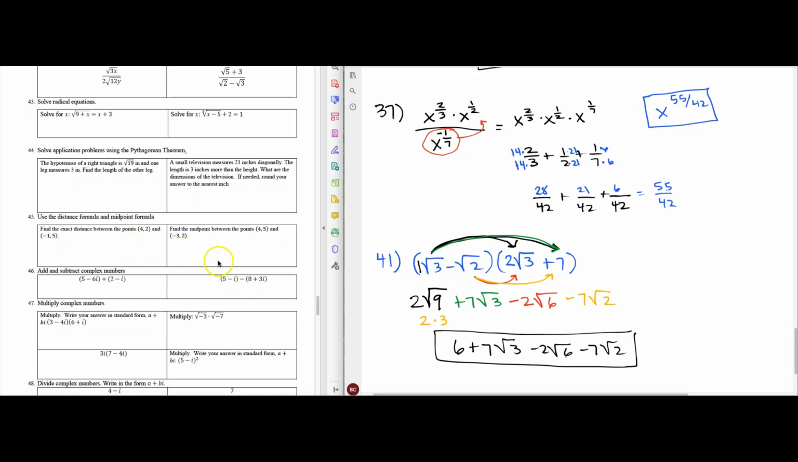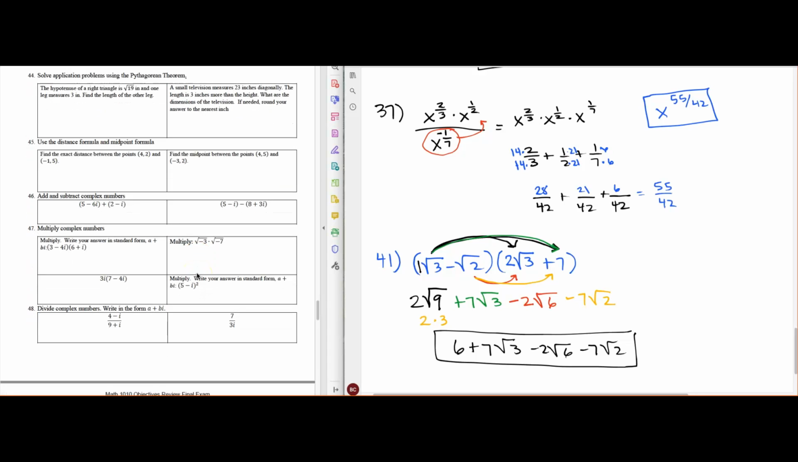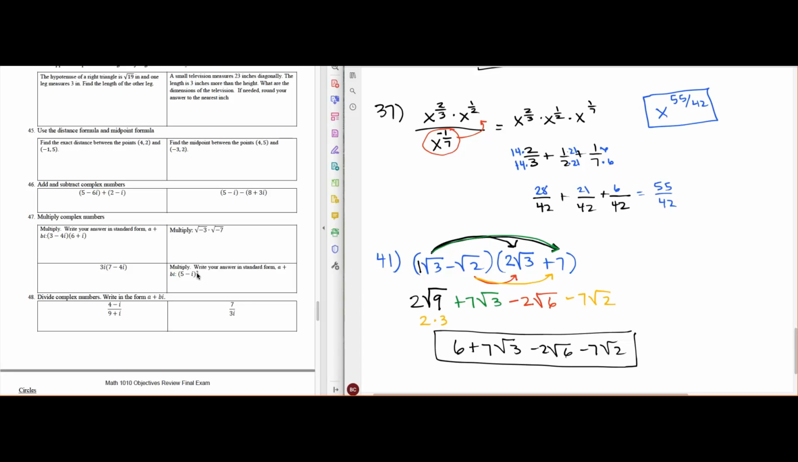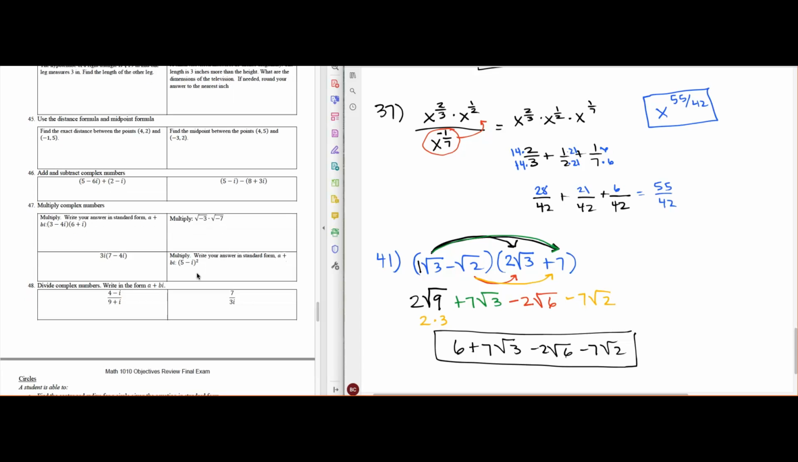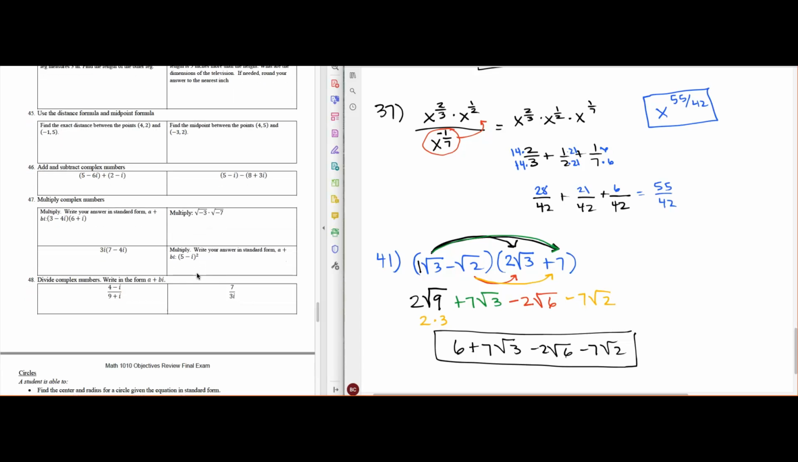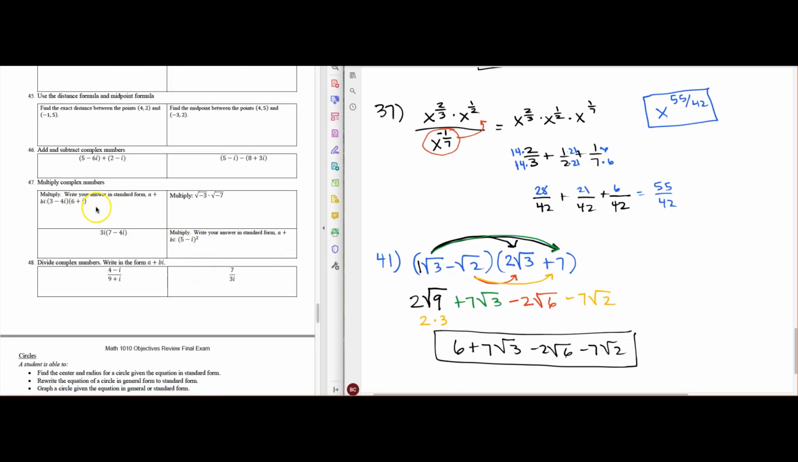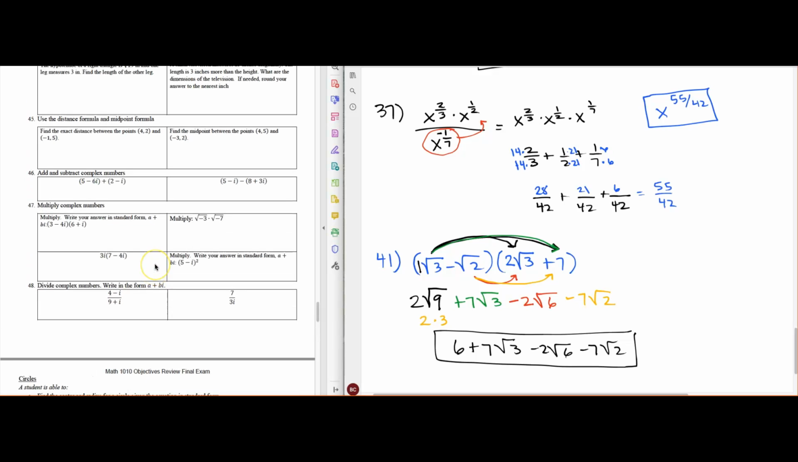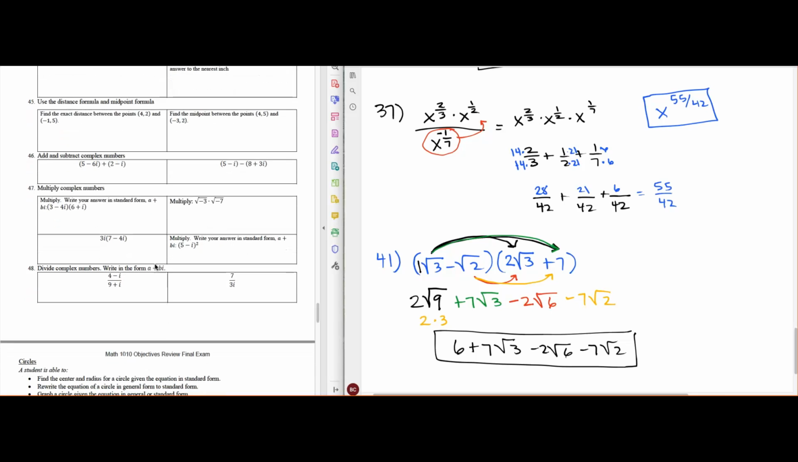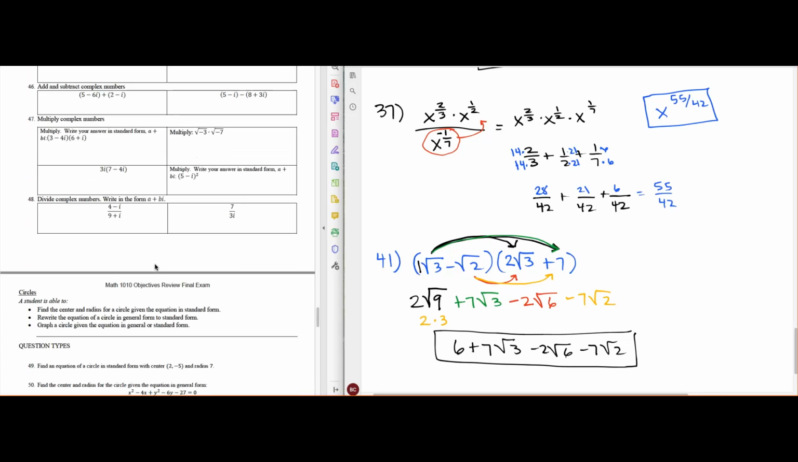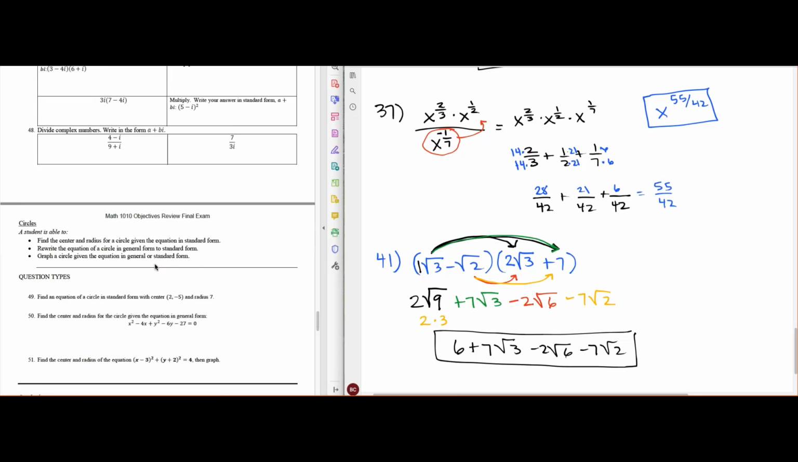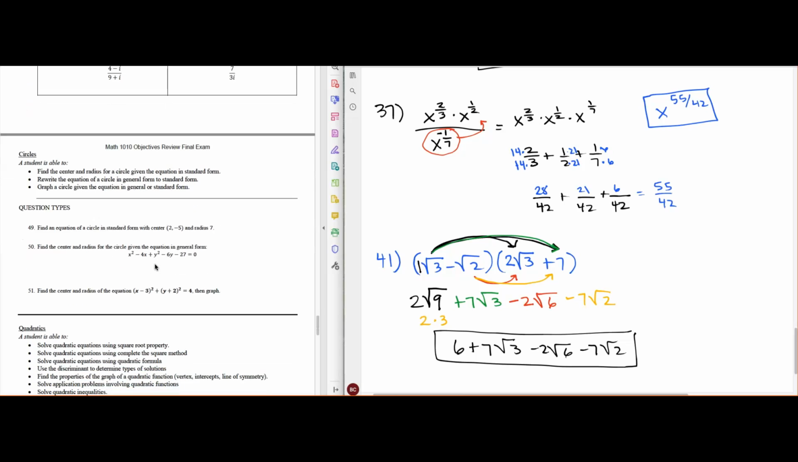You make sure you know the distance formula and the midpoint formula, and make sure you know how to use those. Make sure you know how to multiply complex numbers. We did one of these last time in class too. Trying to look through and see which kind we haven't done that would be good to know.